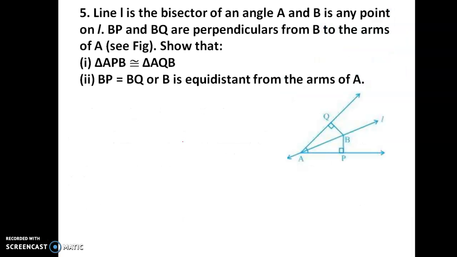Then next question, line L is bisector of an angle A and B is any point on L.